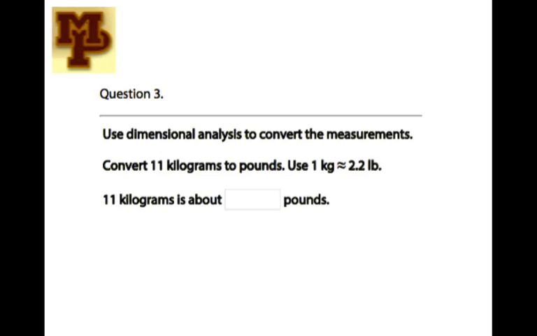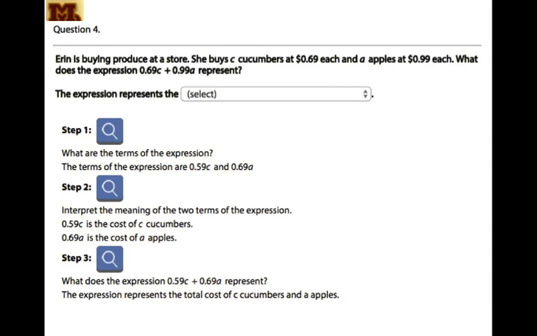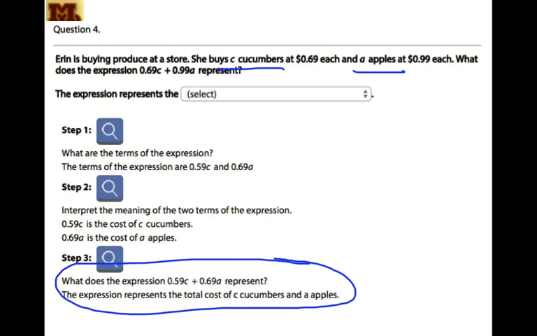Number 4, keep skipping over these problems. So we're just looking for the correct expression. So if the cucumbers are 69 cents each, and you have C of them, which is like some unknown number of cucumbers, and some unknown number of apples, which is A apples, then that expression, 0.59C plus 0.69A, would represent the total cost of that many cucumbers and that many apples. So that's what you choose for the expression.